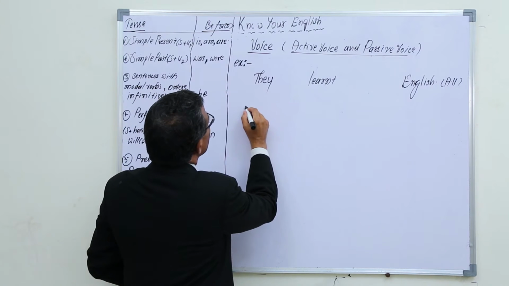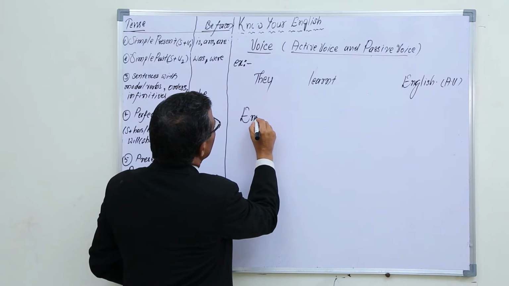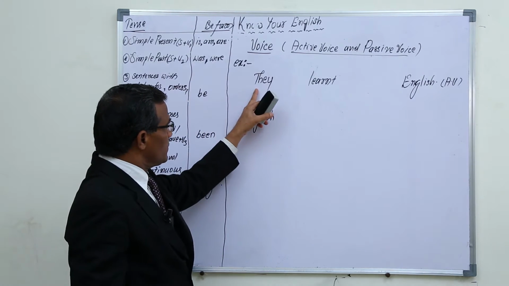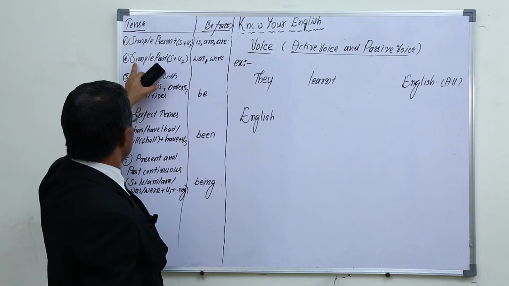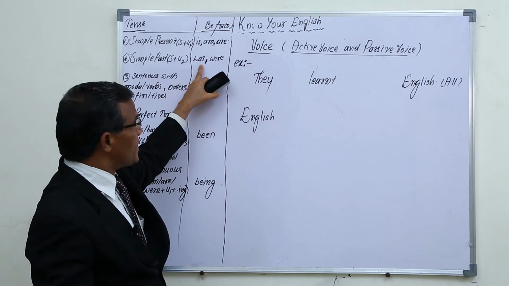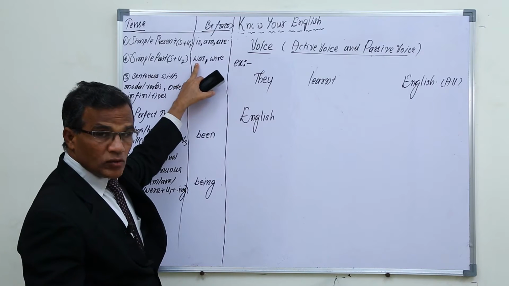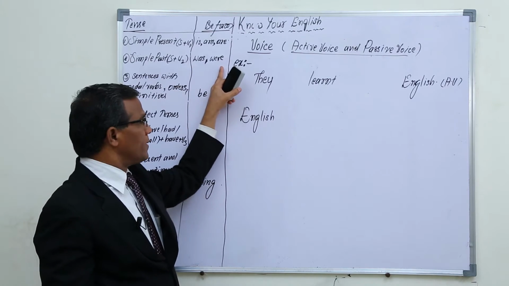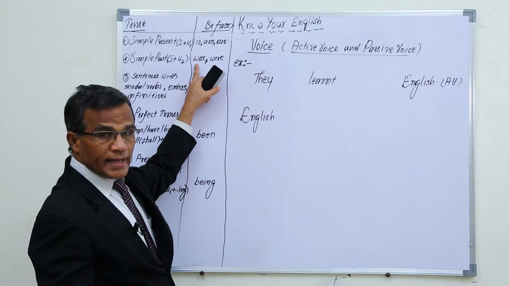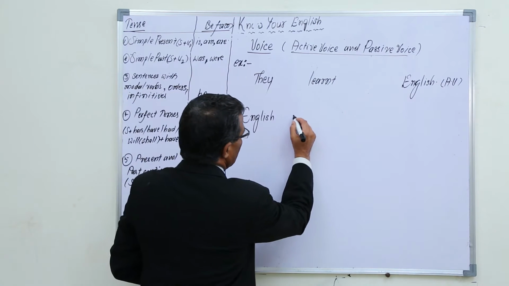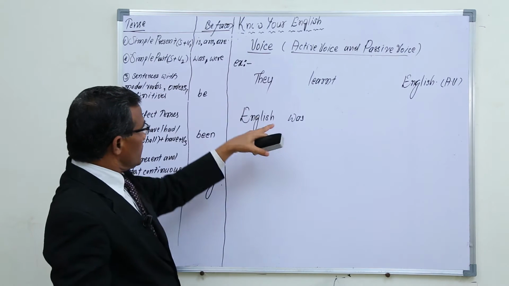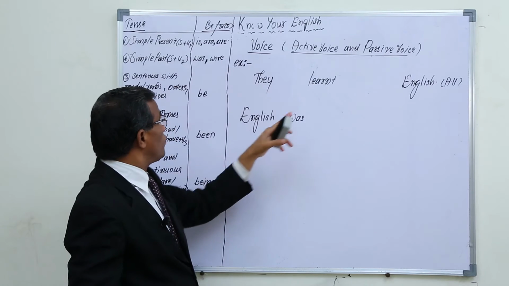So as per that, English. Then when the subject plus V2 structure is there, the be forms we have to take are was or were. If the subject is singular, was. If the subject is plural, were. So English is singular here, so we have to take was. English was. And here learnt is the second form, V2.